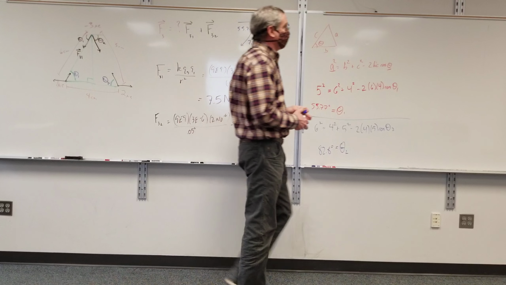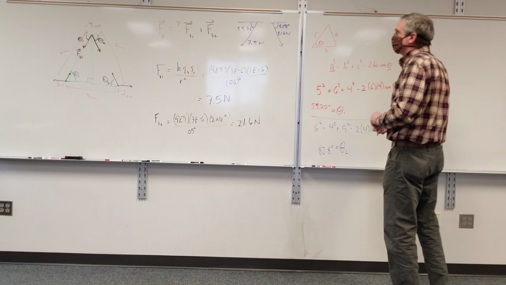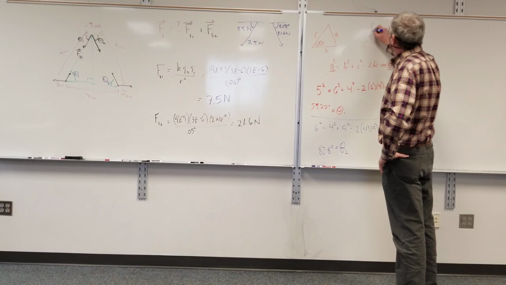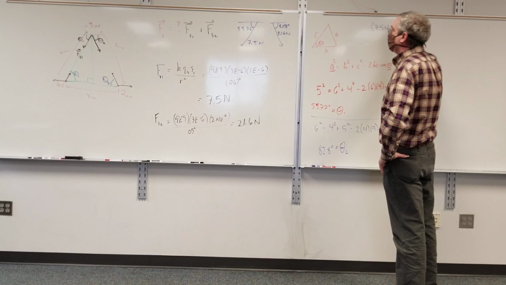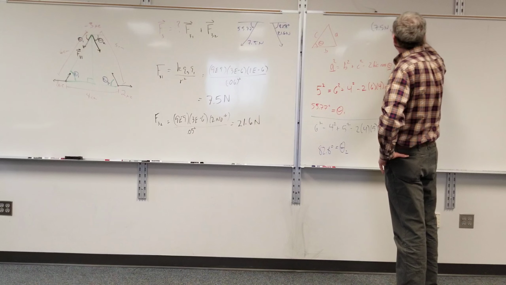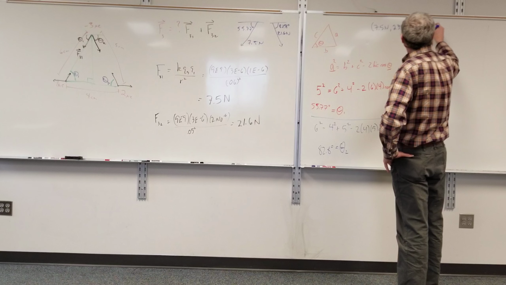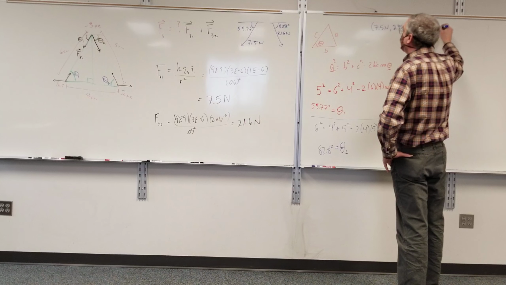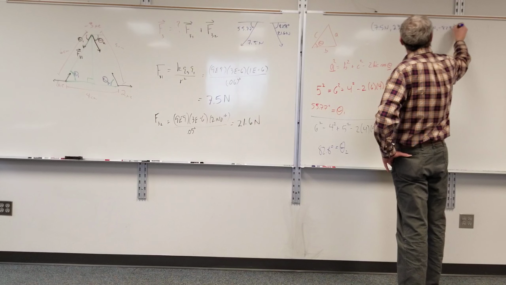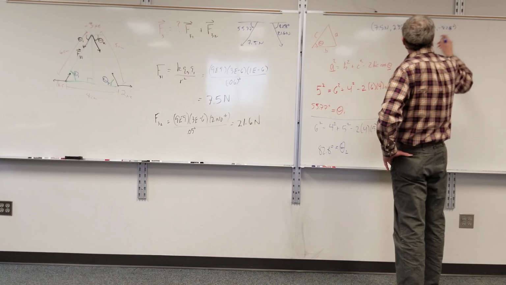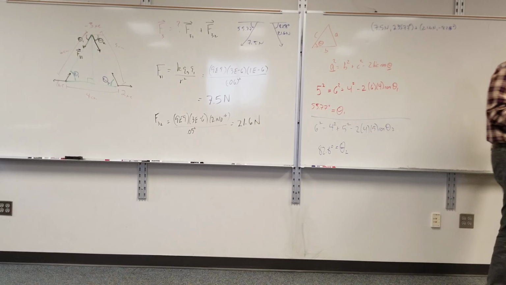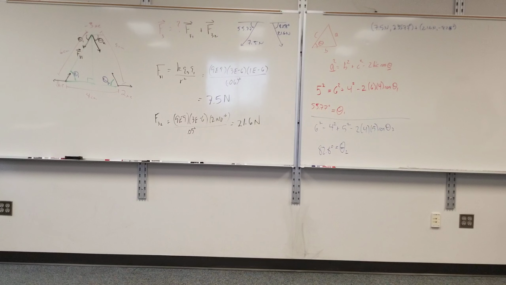Or if you prefer something more formal, there's no doubt students always prefer it more formal. The problem we're dealing with here is 7.5 newtons, 180 plus that, so that's 235.77 degrees, plus 21.6 newtons, negative 82.8 degrees. So that's a formal way of presenting the sum of these two vectors in polar form.